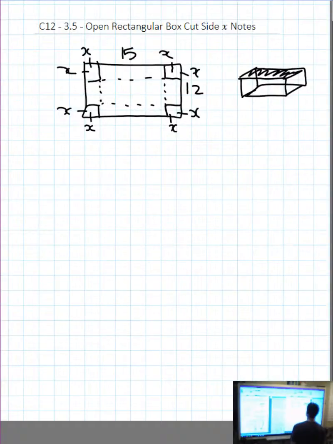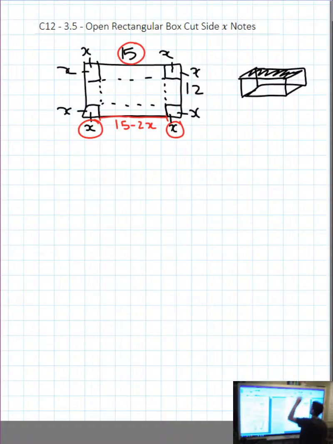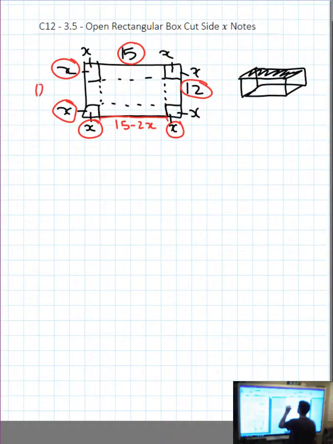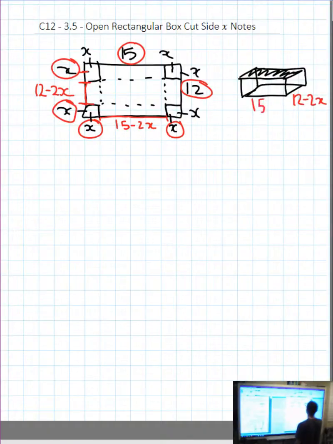Now, what's the length of that base? Well, I know that if I cut off an x and an x from a 15, my length is 15 minus 2x from here to here. And if I cut off an x and an x from a 12, I know that it's 12 minus 2x from here, exactly where I cut them off. So transferring that information, I have one side which is 12 minus 2x, another which is 15 minus 2x.